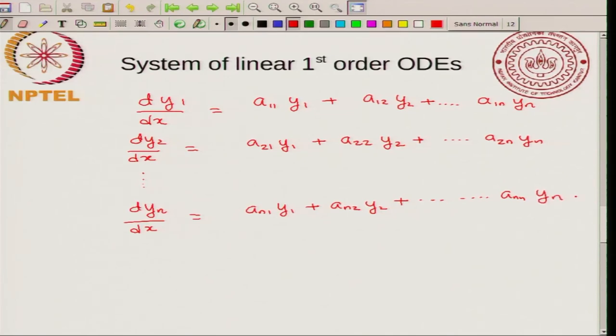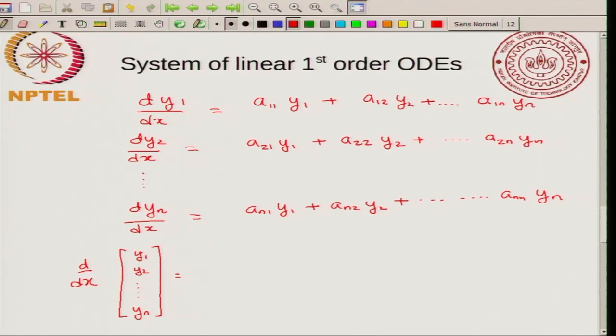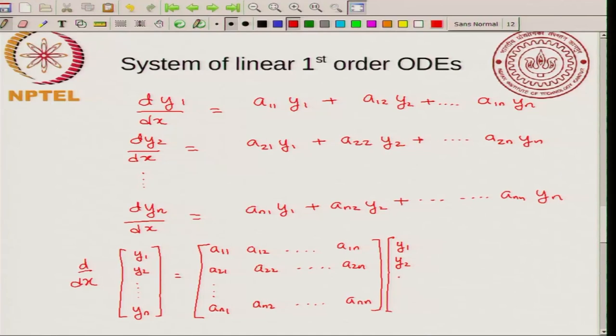Okay. Now, this system of differential equations, I can write in a very nice form. I will write this in the following form. I will make a column vector that looks like y1, y2 up to yn. And I'll take d by dx of this. That's the same as taking dy1 by dx, dy2 by dx, and so on. And I can write this using our matrix methods as the matrix with rows a11, a12, up to a1n, a21, a22, up to a2n, down to an1, an2, up to ann, times the column vector y1, y2 up to yn.